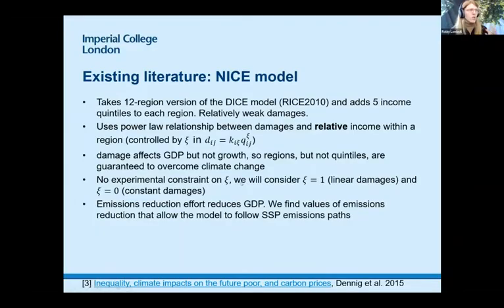Unfortunately, the paper does not experimentally constrain zeta, so we'll consider either the zeta equals 1 linear damages or 0, the constant damages cases. Yes, and what you find is it takes from DICE the idea that emissions reductions can reduce the GDP. We can then use that to make this follow the SSP path so as to be comparable with the above case.